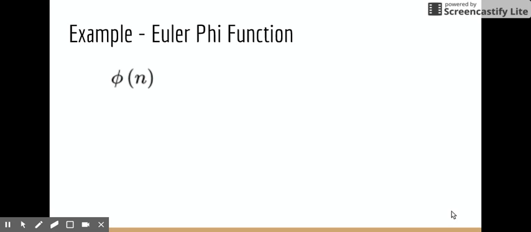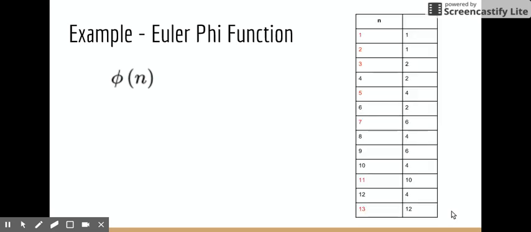We'll compute the phi of n for some values of n in a table. If n is a prime number p, shown in red, we see that phi of p is equal to p minus 1.